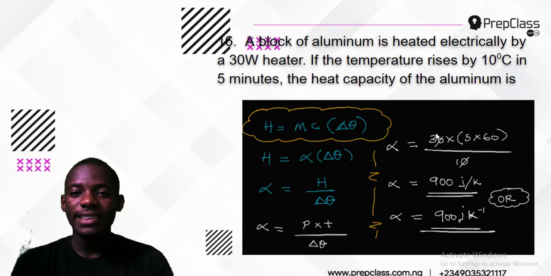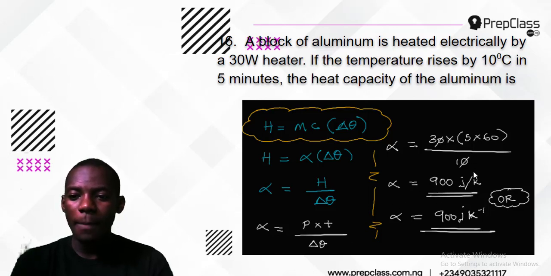What's the power? 30 watts. The power in the question is 30 watts, times the time, which is 5 minutes. But of course you have to change the time to seconds, and that will become 5 times 60, over the temperature change in the question, which is 10 degrees Celsius. So I have 30 for power. The time is 5 times 60. That's now in seconds. It was 5 minutes, but times 60 makes 300 seconds. And then over the temperature, which is 10.